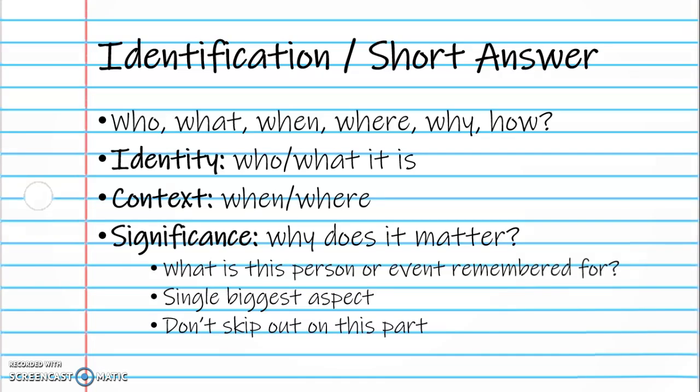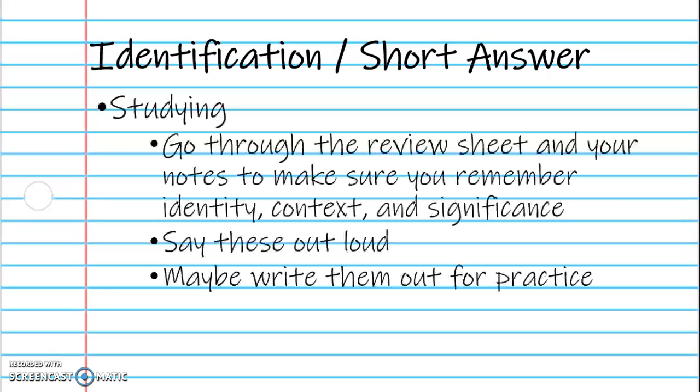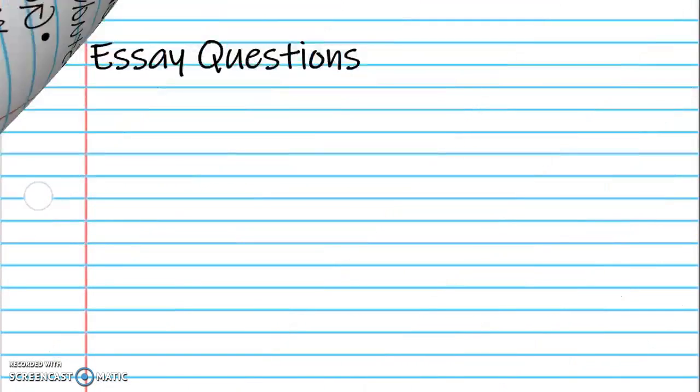So when answering identification questions and studying for them, you should go through your review sheet and your notes to make sure that you remember identity, context, and significance for all of the important terms, names, figures, events, dates, and such in your review sheet and in your notes. You can practice saying these answers out loud, or you can practice writing out identity, context, and significance for each one, just for practice.